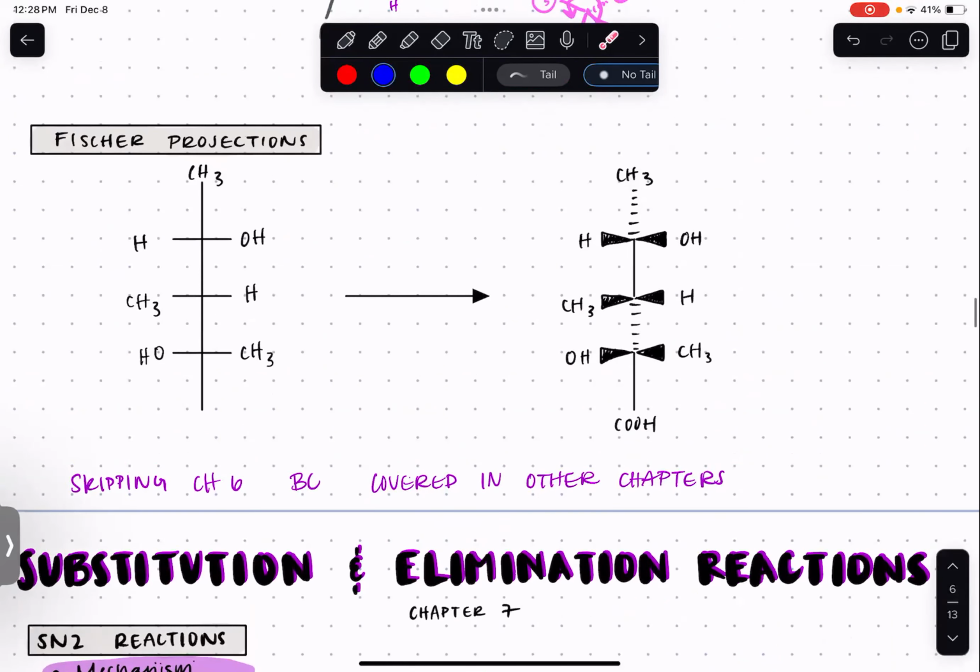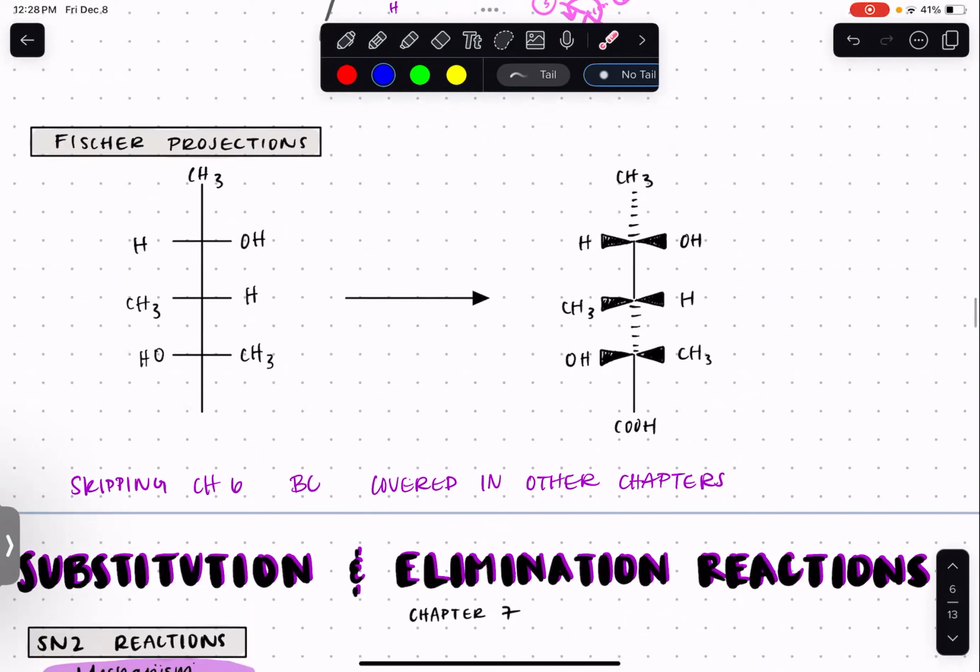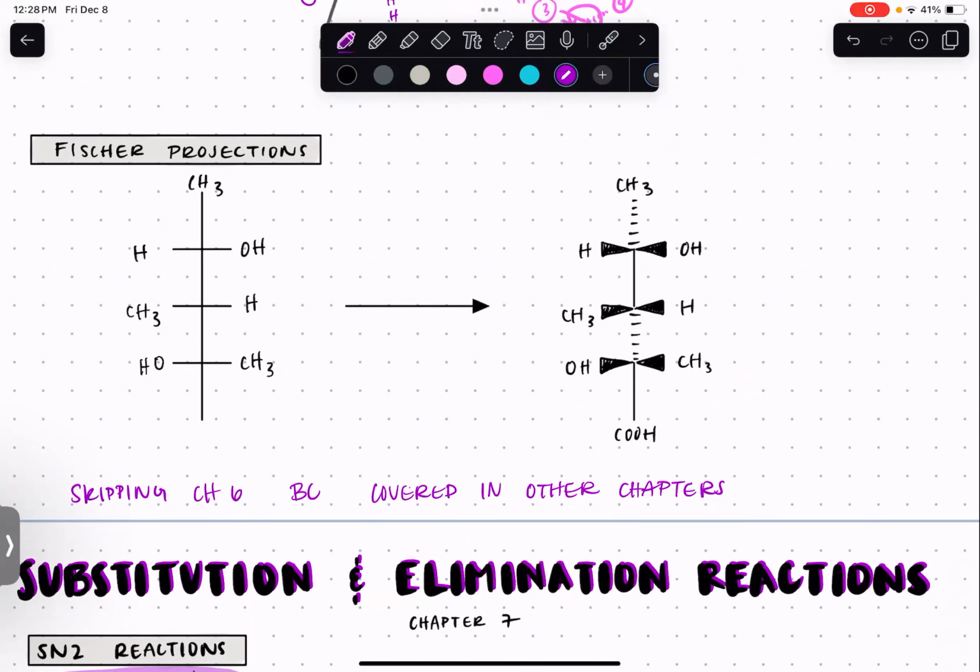Wait, could you go over the Fisher projections? Like what do you mean by go over? Like assign them. I'll do one just because we don't have that much time, because I know Dr. Kimbrough has her review session right after this. So I'll do one. I'm not going to do the whole thing, but the rest of them would be exactly the same. So I'll do this one here on the bottom.